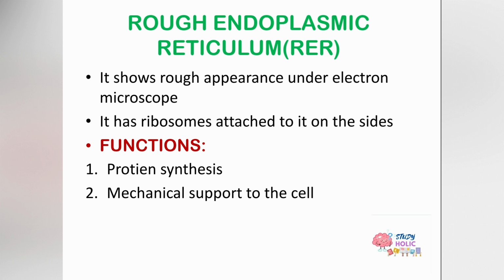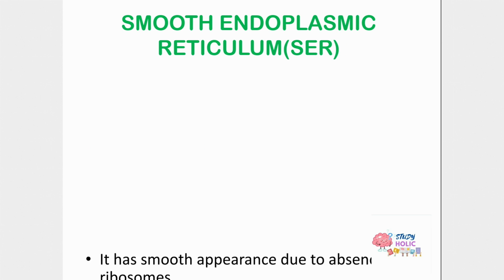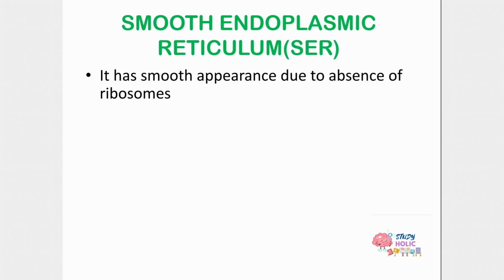Now move on to the second type, that is smooth endoplasmic reticulum. As the name indicates, smooth, it is smooth in appearance. Why? Because the ribosomes are not present in smooth endoplasmic reticulum. When the ribosomes are present, it makes the endoplasmic reticulum rough, that makes the type RER, and the part of endoplasmic reticulum where the ribosomes are absent is known as SER, that is smooth endoplasmic reticulum. The smooth endoplasmic reticulum is continuous with the rough endoplasmic reticulum.